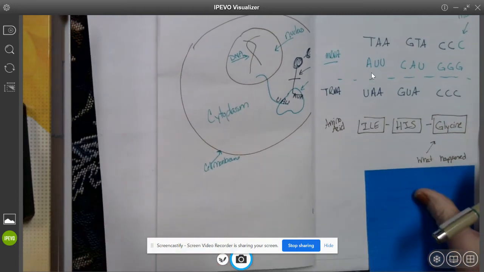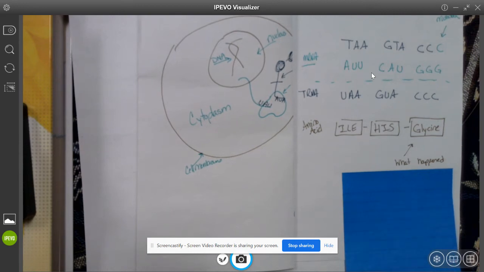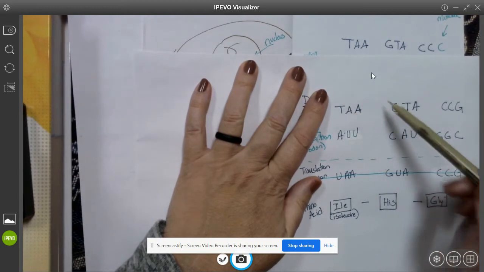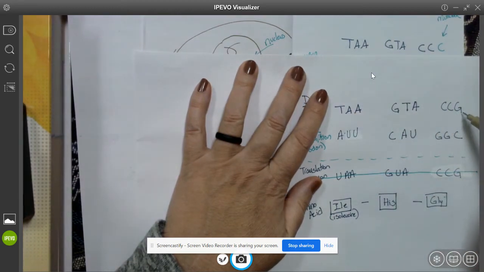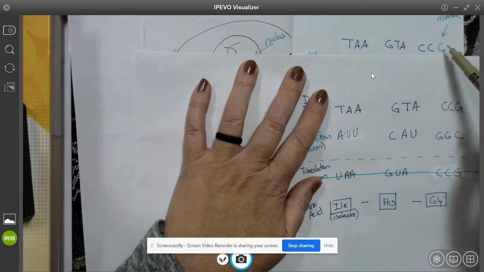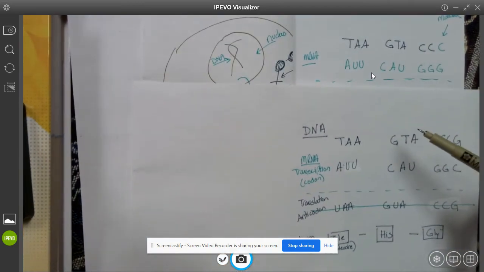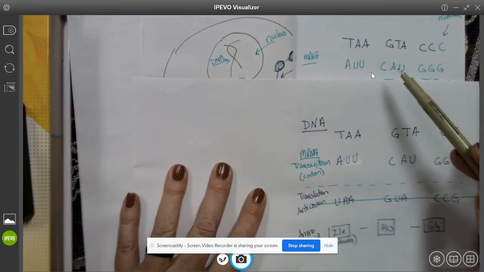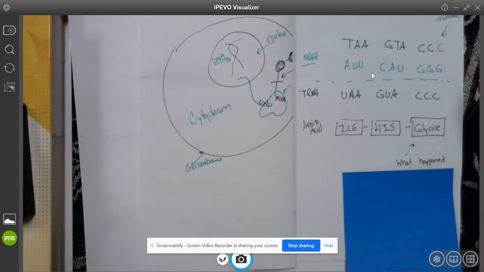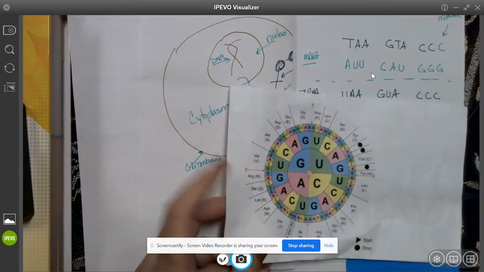We have another mutation. Oh no. All right, so we have the same sequence as last time. Last time we had TAA, GTA, CCG. The mutation is right here. Instead of being CCG, it's CCC. So we're going to go through, come up with AAU, CAU, but now this time we end up with GGG. Let's take a look and see how this reflects on our amino acid sequence.